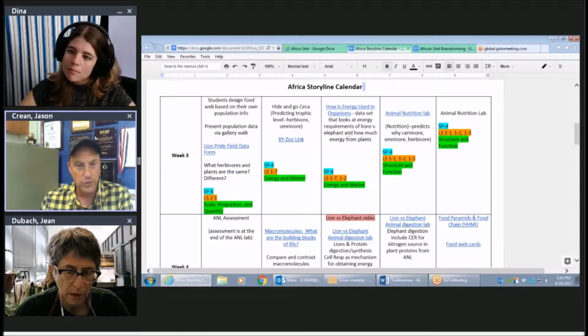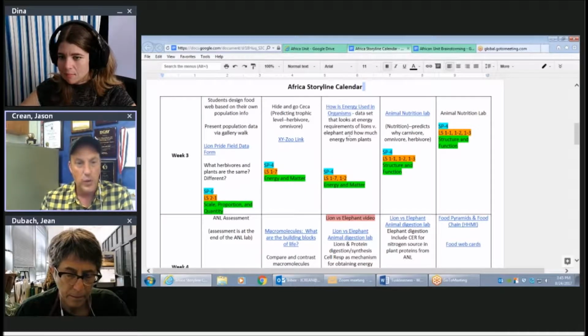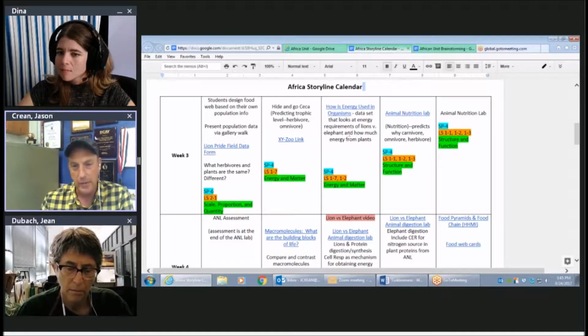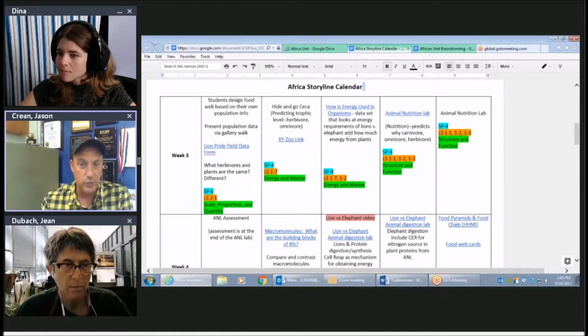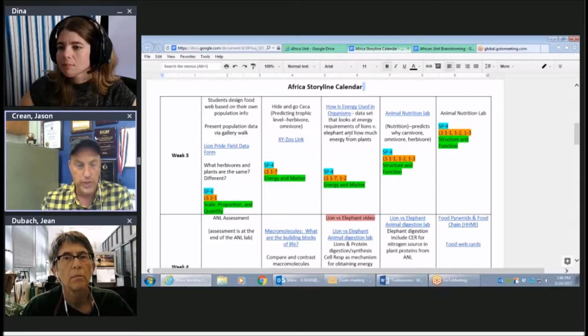And then we move into a 3-day animal nutrition lab, which uses different data sets. We revisit the idea of the digestive system, but we also look at the teeth, dentition. We look at resting metabolic rates. They ultimately will design a diet, and then they will do a 3-dimensional assessment that will look at applying what they did to a new context.